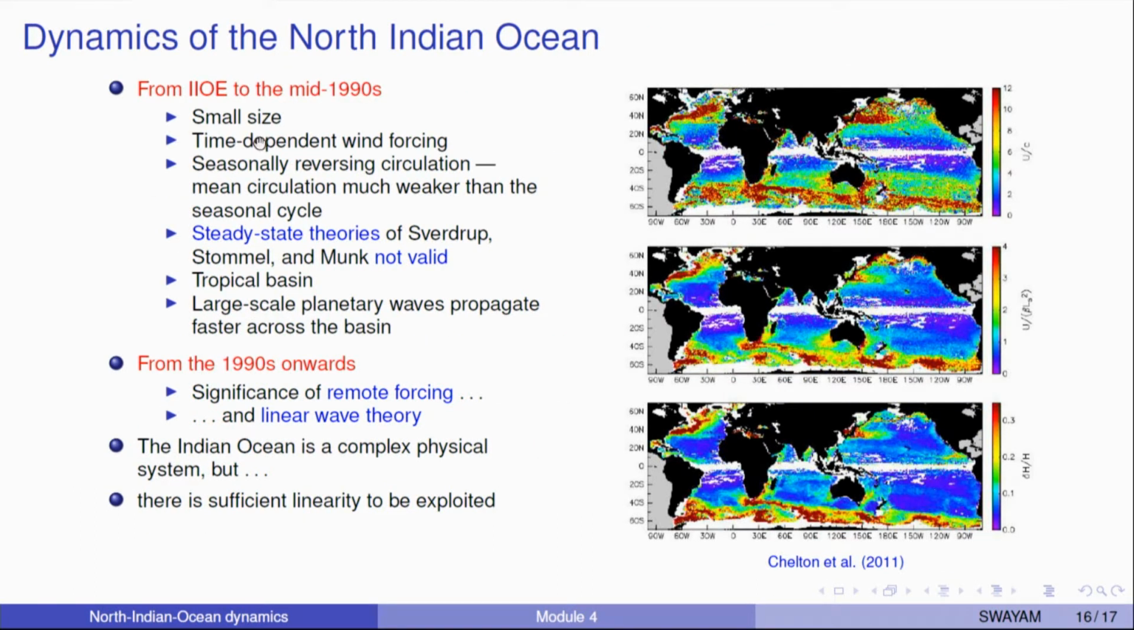To summarize, the North Indian Ocean is small, it has time-dependent wind forcing, so steady-state theories are not valid. The large-scale planetary waves propagate fast across the basin, as pointed out by Lighthill in 1969. So from the 1990s onwards, we have seen the importance of remote forcing we emphasized, and that of linear wave theory. Now in these three pictures, the regions in blue show you where linear theory can be expected to dominate. And you can see that in the Indian Ocean, except for the regime of the boundary currents, you can expect linear theory to dominate. So linear theory is still important, though the Indian Ocean is a complex physical system. It still has sufficient linearity that we must exploit.